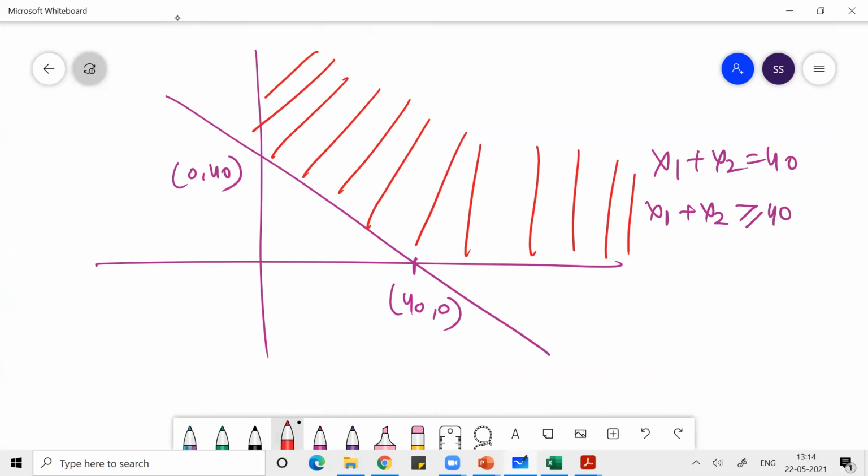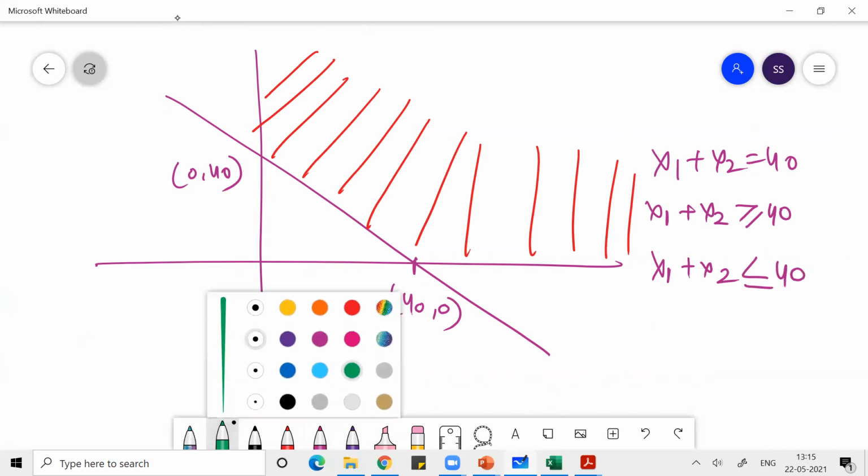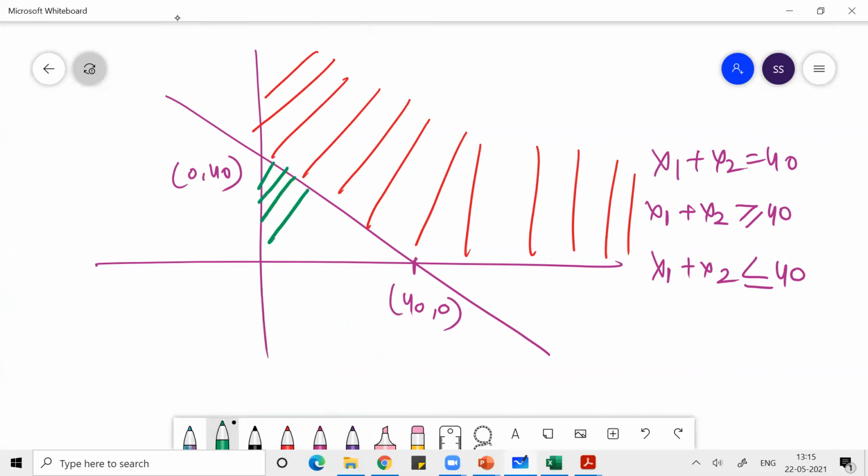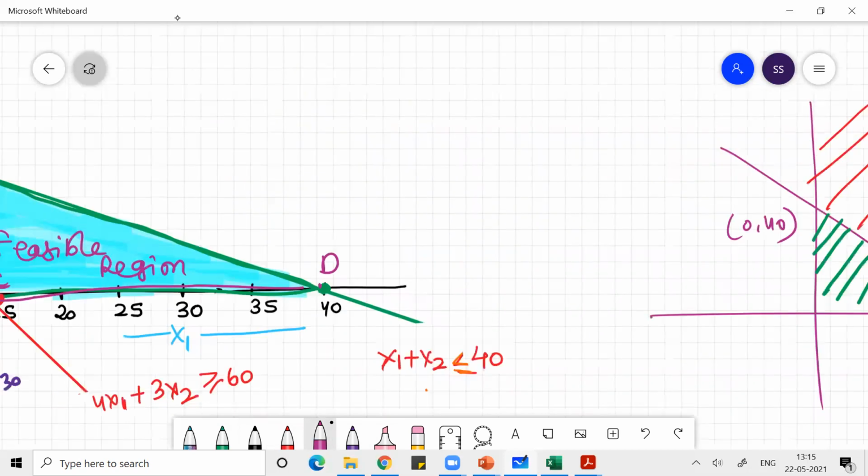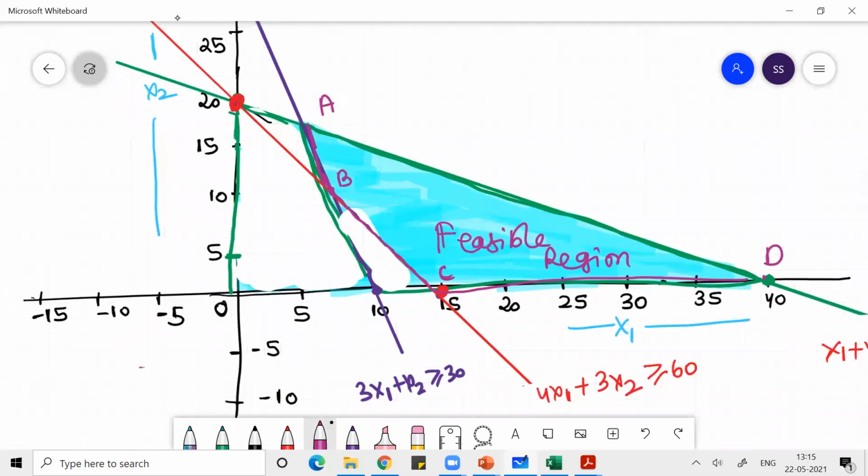Okay, if I say the equation is x1 plus x2 less than or equal to 40, then what would be your region? Then your region would be this. Always remember that your x1 and x2 are greater than or equal to 0. Can you understand this? Any doubt? This part is clear.